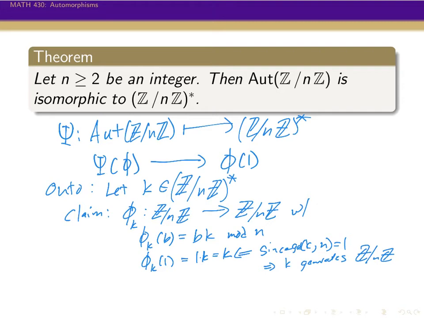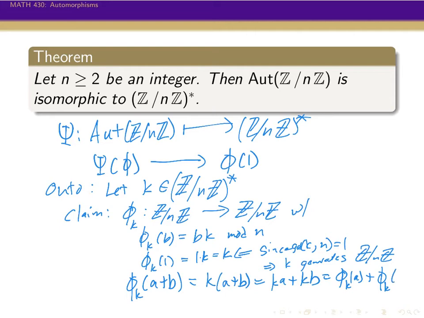And if you do phi sub k, remember our group operation here is addition, so phi sub k of a plus b is going to be equal to k times (a plus b), which is ka plus kb, which is phi sub k of a plus phi sub k of b. And so it plays nicely with the group operation as well.